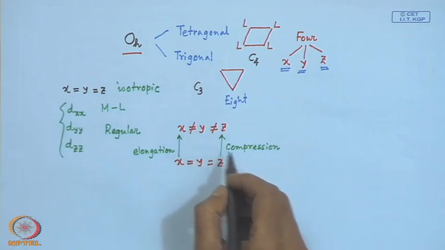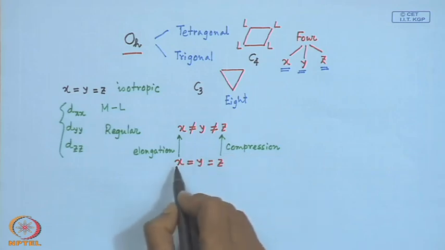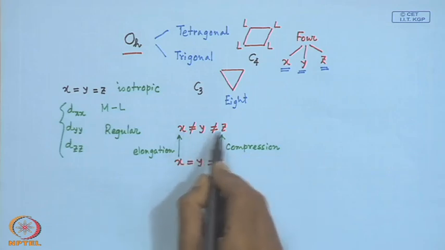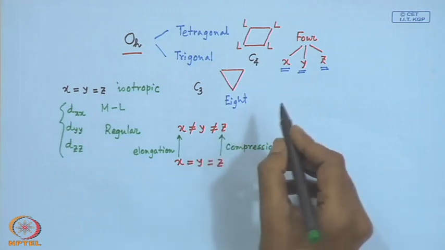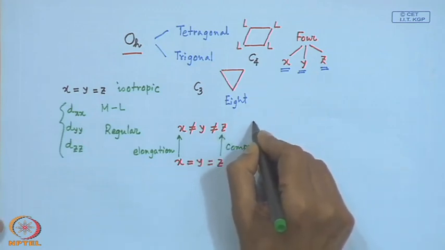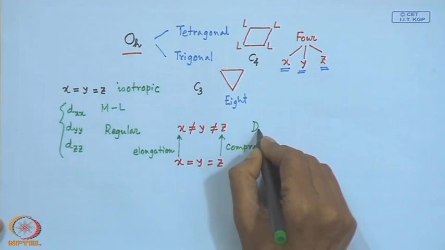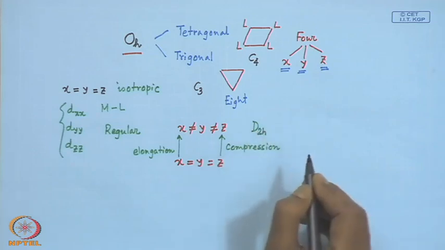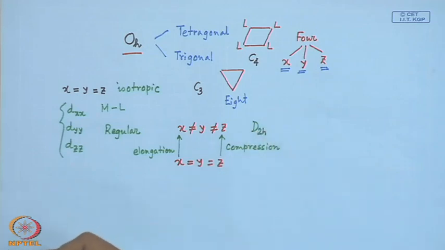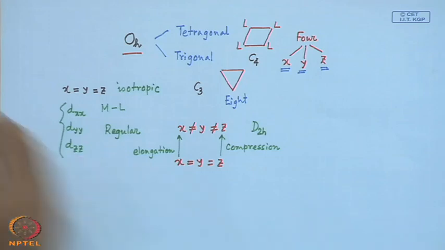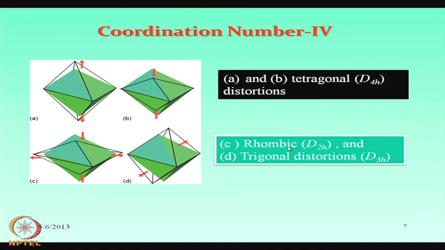As a result, x is not equal to y and y is not equal to z, we get rhombic distortion, and this distortion is known as D2h distortion. The symmetry level is D2h, and we consider this distortion as D2h distortion. So, this is the situation where we have the D2h distortion in figure C.